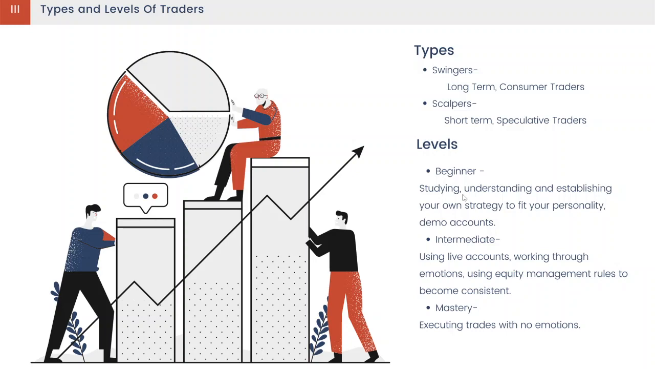So we also have the intermediate level, and this is the level where you are now using a live account. Yeah, as a beginner, you would have to still start from a demo account. I'll teach you how to open a demo account where they give you about $10,000 to even start trading. Just test your strategies and all. Intermediate, using a live account.